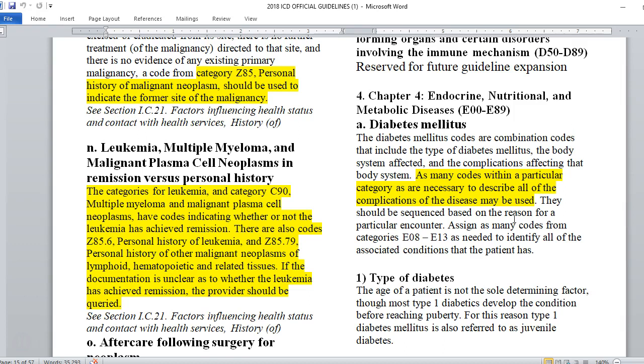As many codes within a particular category as are necessary to describe all the complications of the disease may be used. They should be sequenced based on the reason for a particular encounter. Assign as many codes from categories E08 to E13 as needed to identify all of the associated conditions that the patient has. So again, we're going to see things like diabetes with a diabetic coma, diabetes with retinopathy. So these are the combo codes.